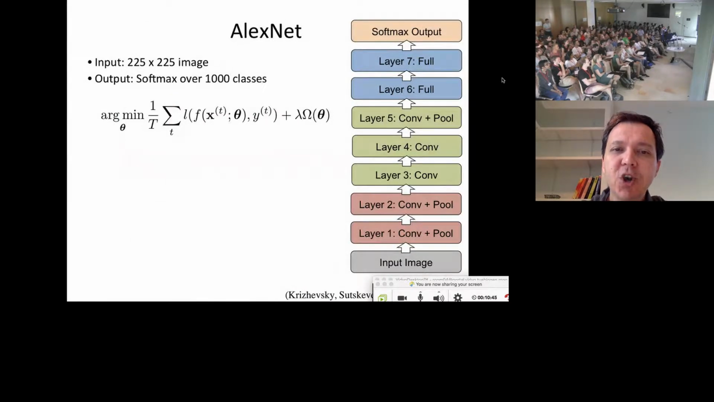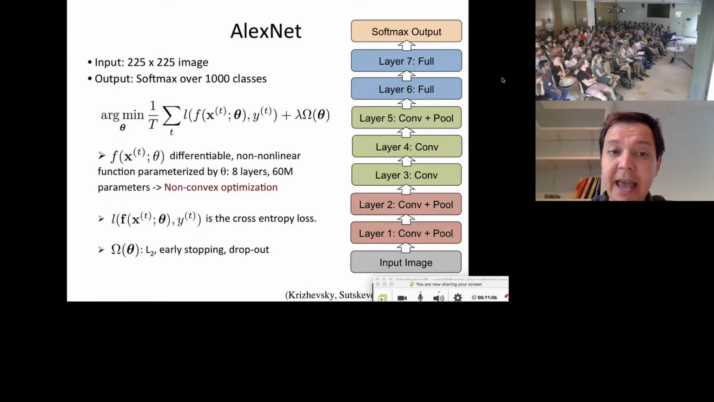Let me just show you what the system would look like, and we'll go into details later in the tutorial. But just to be precise, the input is a 225 by 225 image. It has 3 channels, RGB. The output is a softmax over 1,000 classes. And we're going to be optimizing this particular objective function, where f here is a differentiable nonlinear function parameterized by parameters theta.